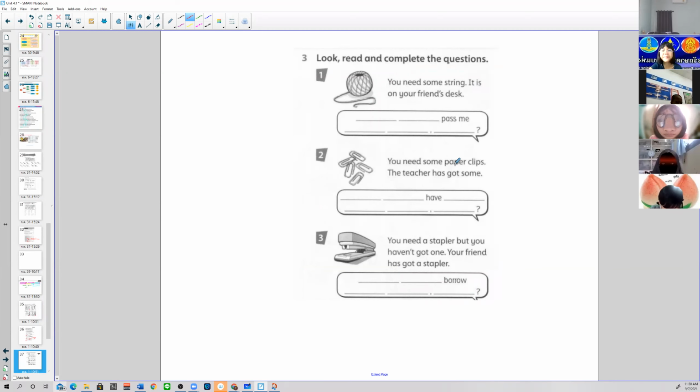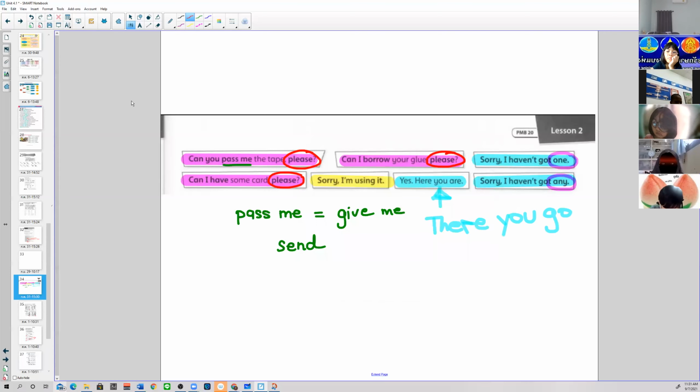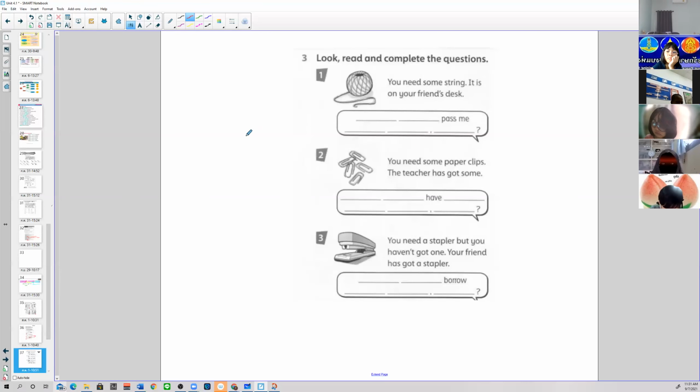Okay. And number 2, you need some paper clips. The teacher has got some. What should you ask the teacher? And number 3, you need a stapler, but you haven't got one. Your friend has got a stapler. What should you say? Using those sentences that we have learned. Okay. Please do it now.